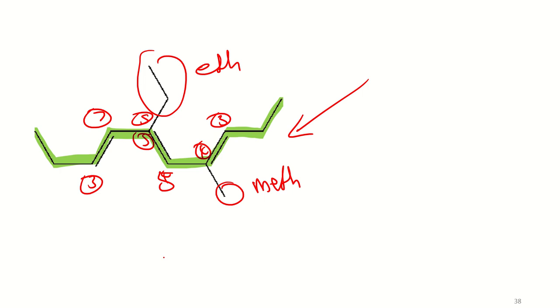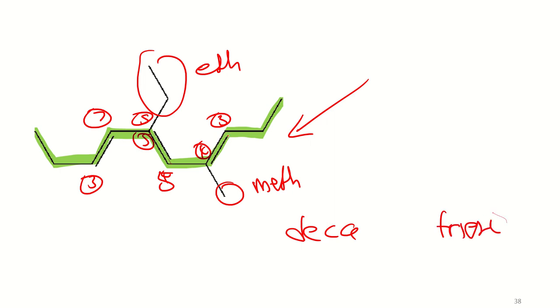Okay, so let's get first of all our numbers. I think it was 10. 1, 2, 3, 4, 5, 6, 7, 8, 9. Yep, so it's a 10. It's a deca. It's got more than 1 double bond, so it's a deca. It's got 3 double bonds, so it's a triene.